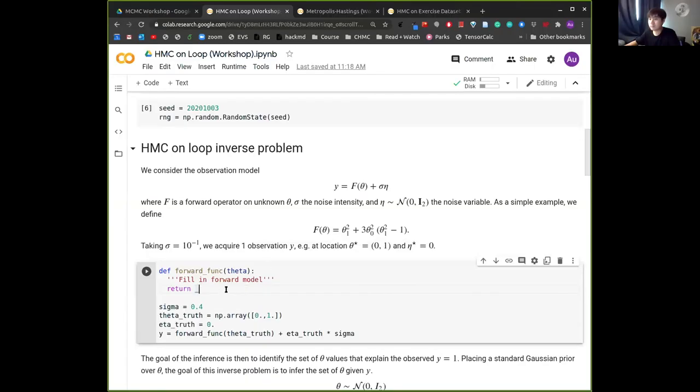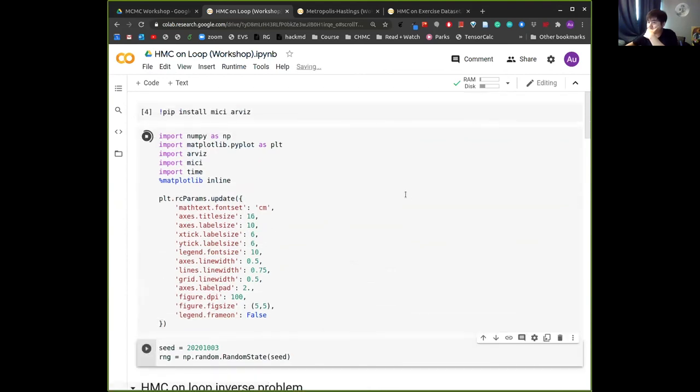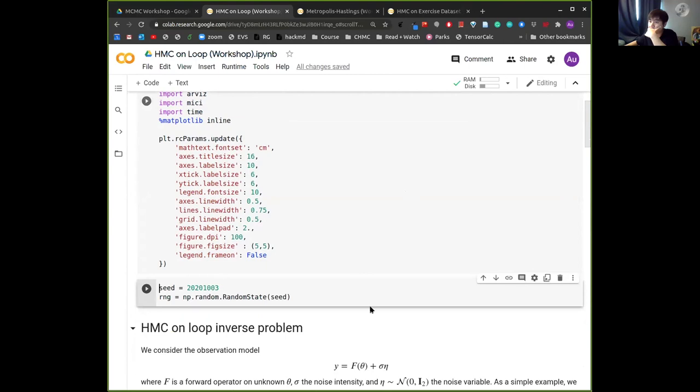Okay, so let me get back to the task at hand. The forward model is quite straightforwardly theta. Yeah, I'm just typing in whatever is shown to me here, right? Plus 3 times theta 0 times... minus 1. Looks good. Okay, so let me just run everything.